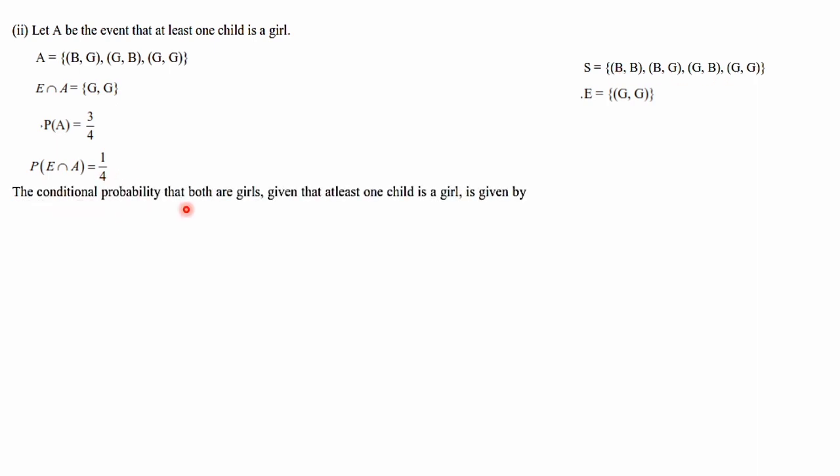So the conditional probability that both are girls, given that at least one child is a girl. At least one child is a girl means A. Both are girls we have taken as E in the previous slide. So E given A. So probability of E given A: P of E given A is equal to P of E intersection A by P of A. Let's substitute it. P of E intersection A is 1 by 4 divided by P of A, which is 3 by 4. 4 and 4 can be cancelled and the final answer is 1 by 3.